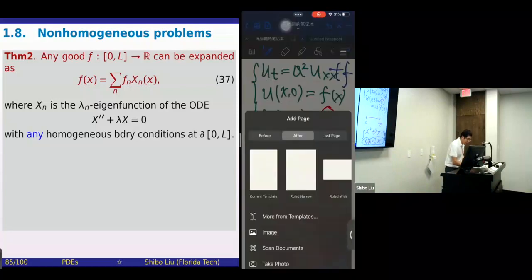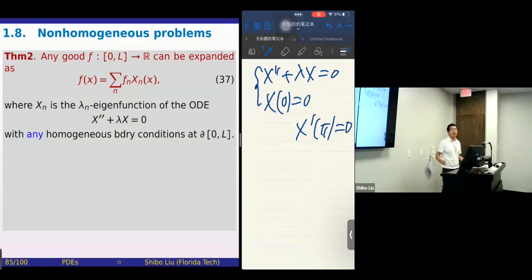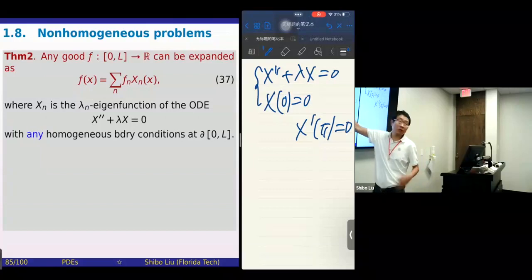For example, X double prime plus lambda X equal to 0, X(0) is 0, X'(pi) is 0. Okay, this is mixed. At one point you are imposing a Dirichlet boundary condition, on the other point you impose a Neumann, two kinds mixed. Anyway, with any homogeneous boundary condition coupled with this ODE, you have an eigenvalue problem. Then X_n is the eigenfunction. So any good function can be expanded by this series.